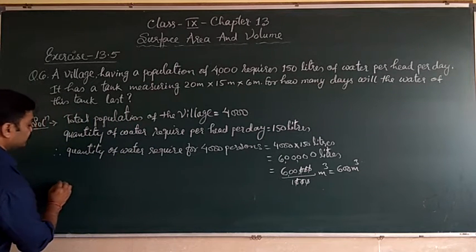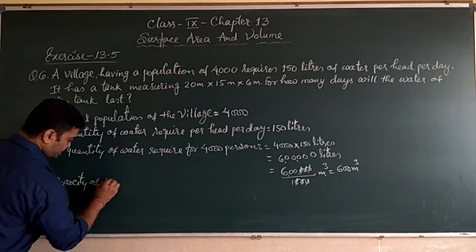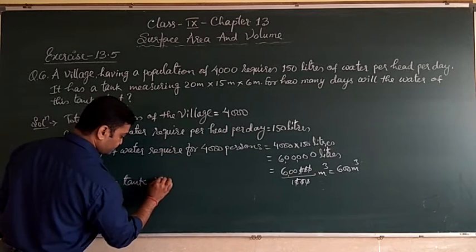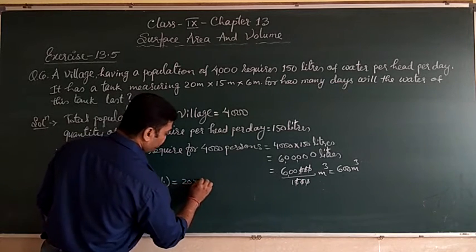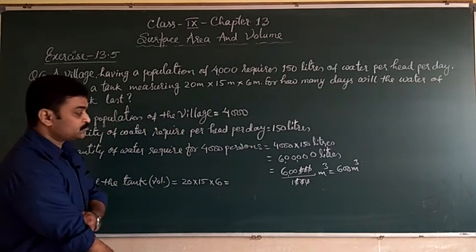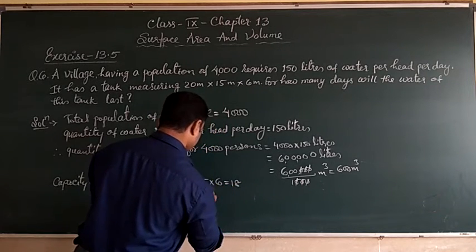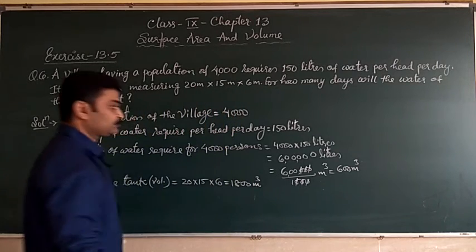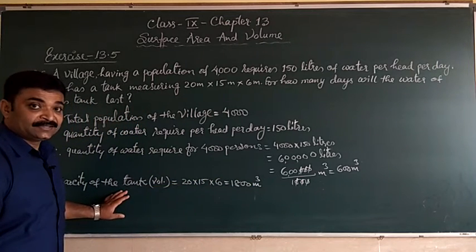Now the capacity of the tank, that is the volume, is equal to 20 into 15 into 6, that is 1800 meter cube. Okay, 1800 meter cube is the total capacity of the tank.